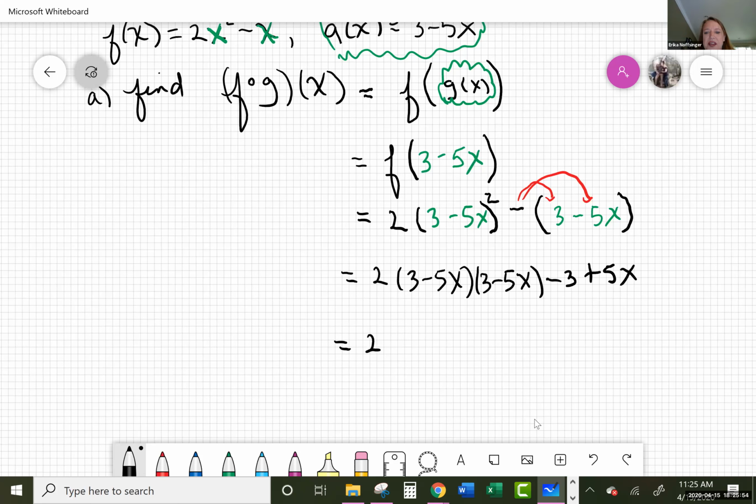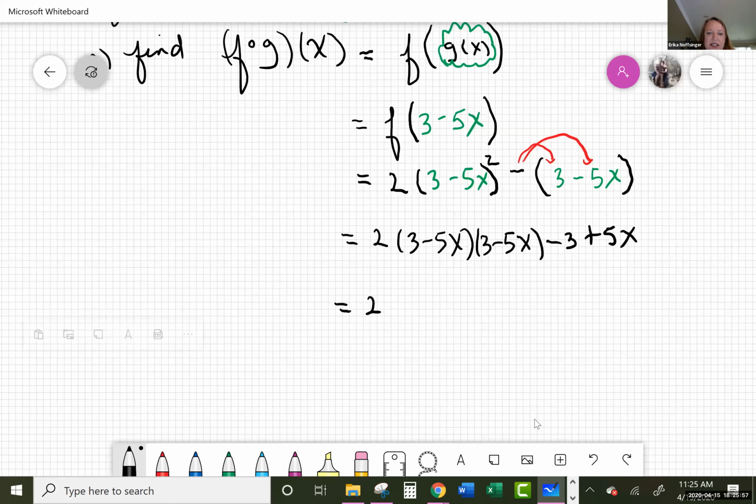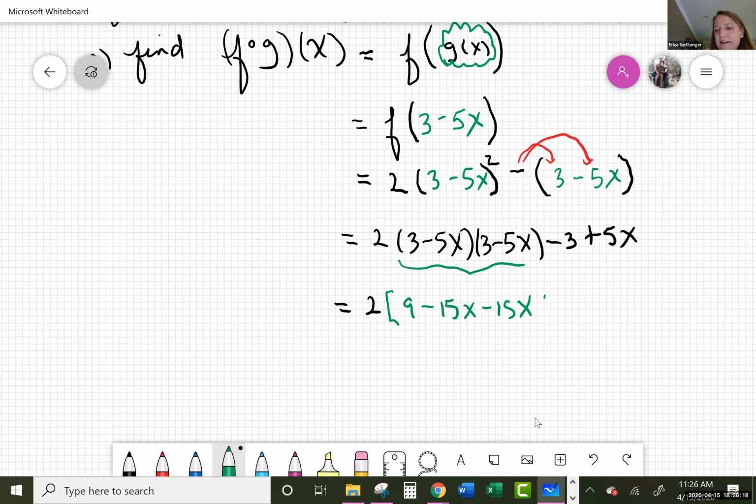I'm going to distribute my 3 minus 5x times 3 minus 5x before I distribute my 2. And so doing that, I get 3 times 3 is 9. 3 times -5x is -15x. Distribute -5x. -5x times 3 is -15x. And -5x times -5x is plus 25x squared. Close my bracket, bring down my -3 plus 5x.